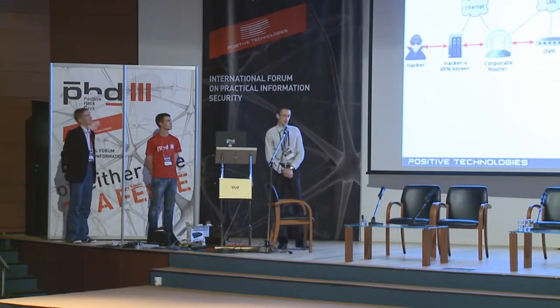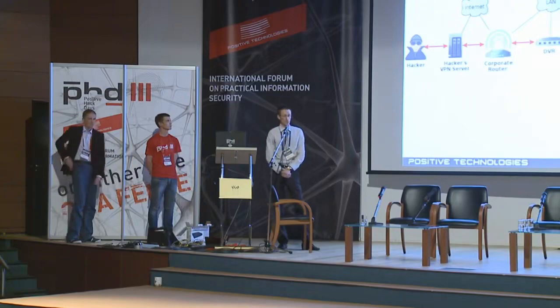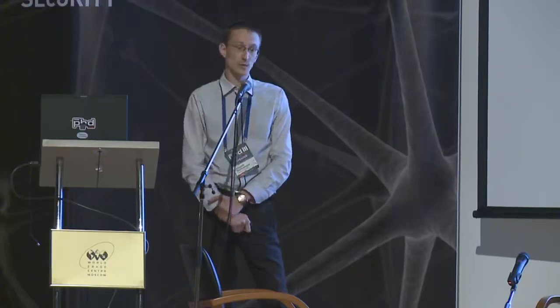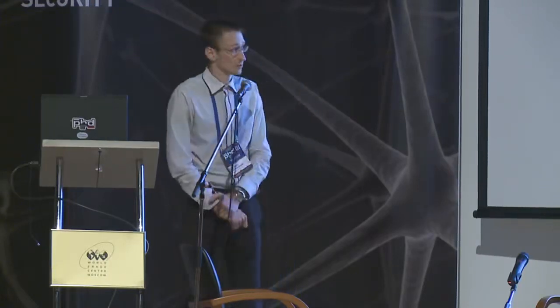And the most dangerous attack that could be done through the DVR is access to the internal network of the company. We can use the file download vulnerability that we've been speaking about. We can download our own downloader, which is going to download OpenVPN and launch it, and by this will provide us full access to the internal network. By this we'll be able to infect the computers with viruses, steal or corrupt documents, falsify information, and do whatever we want, as if we were inside the network of the company.